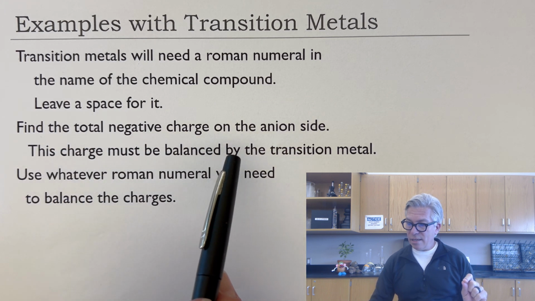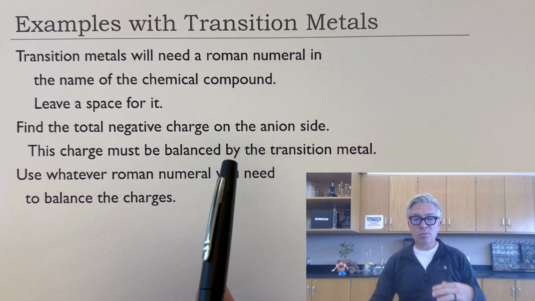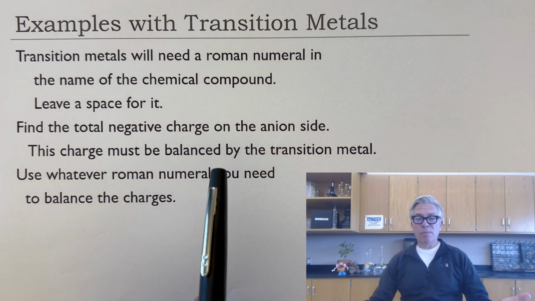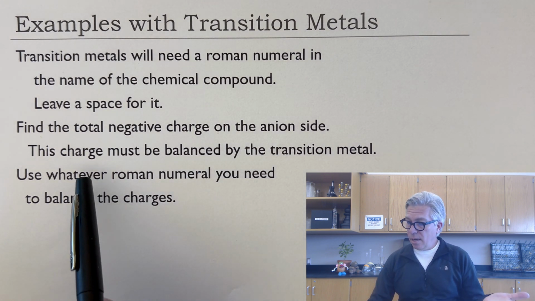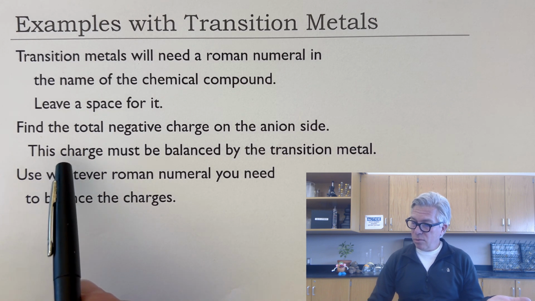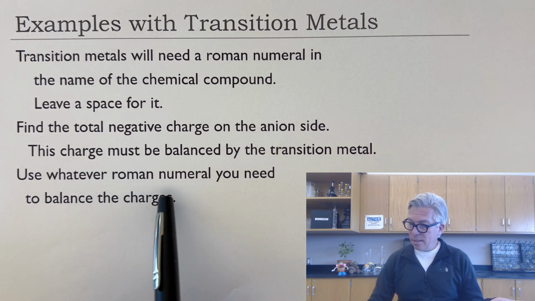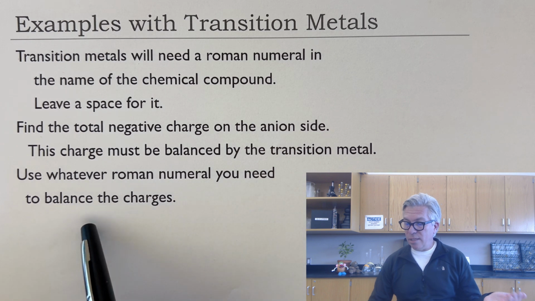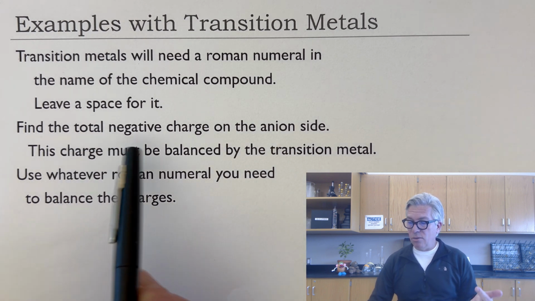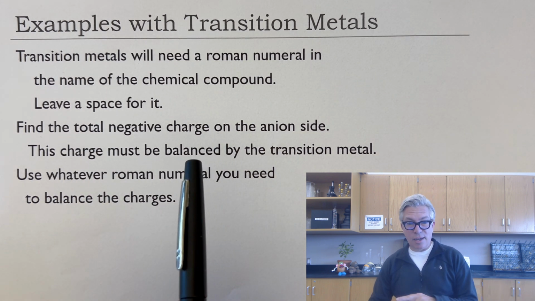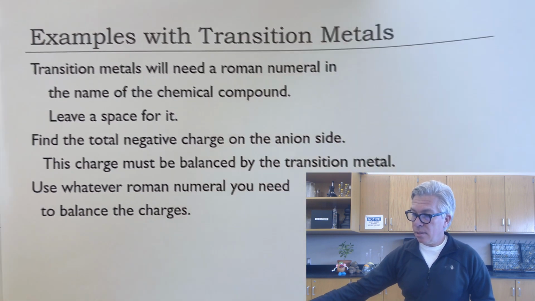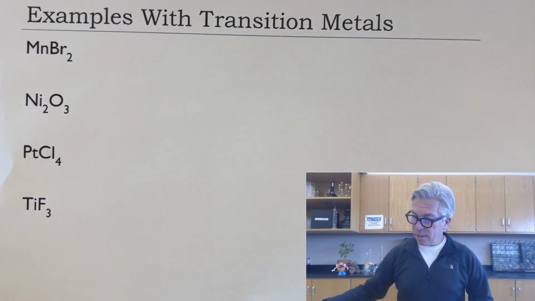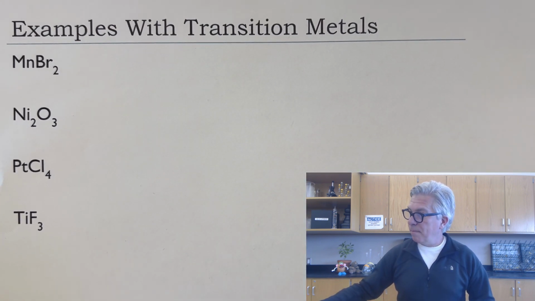Find the total negative charge on the anion side. So this is where we're trying to decide, well, which Roman numeral do I use? Is it the 2, the 3, the 5? What is it? You have to use whatever Roman numeral you need to balance those charges. So find the total negative charge on the other side, use what you need to balance it on the left side. All right, and that can be kind of tricky, so let's get into it. Show you a couple examples. I'll let you try a couple as well.